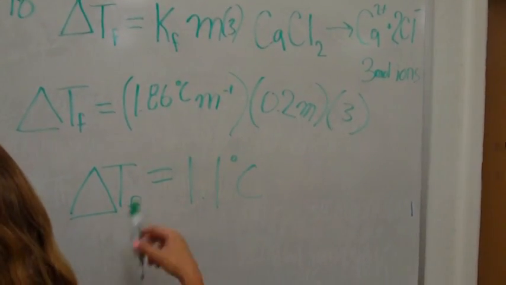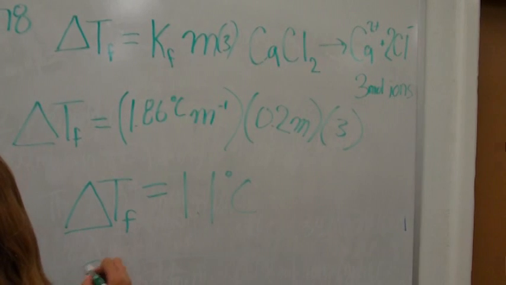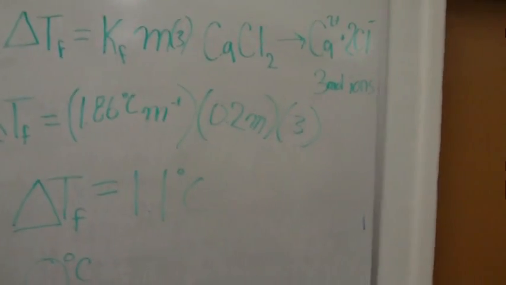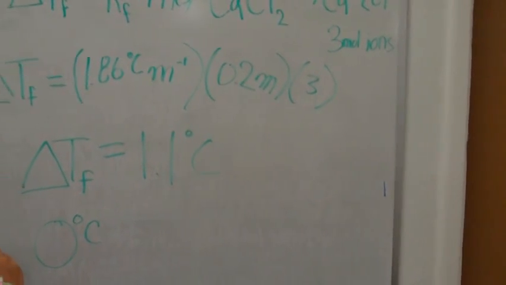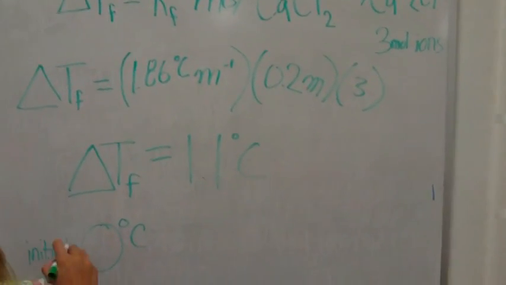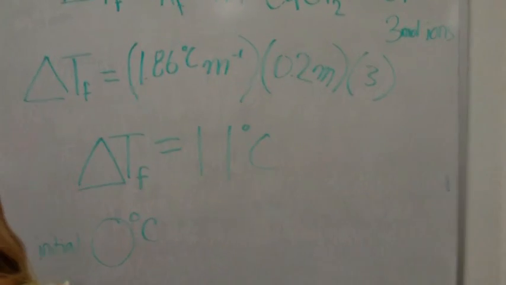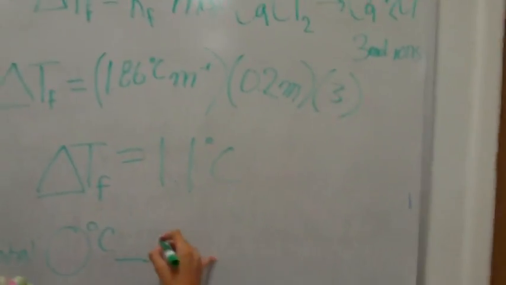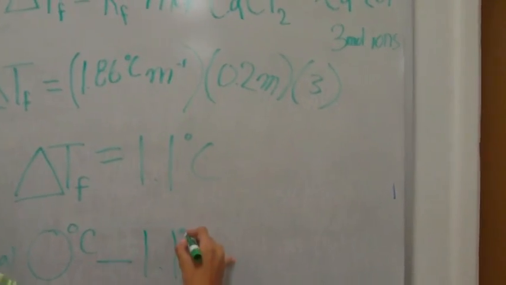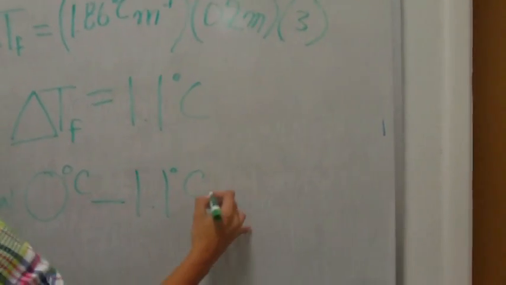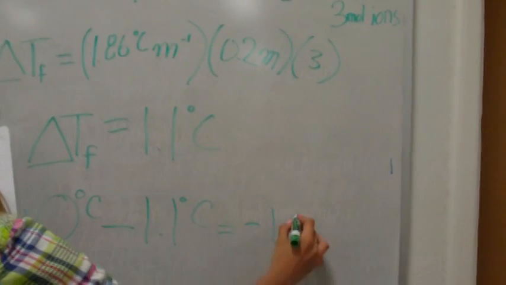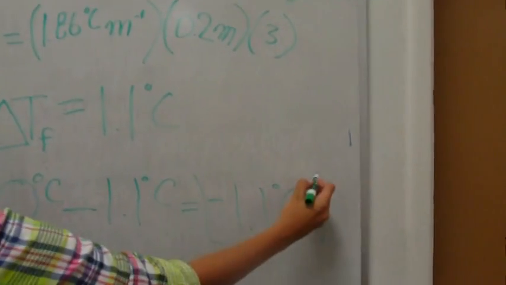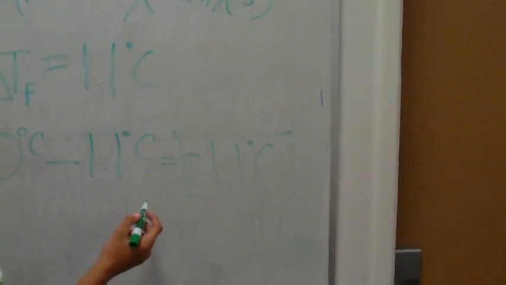So this is a water solution. We know that water freezes at 0 degrees Celsius. So that's our initial freezing point. We want to find the final. We know how much it depresses, so if we just subtract, then we end up with negative 1.1 degrees Celsius, which is the new freezing point for that solution. And that is the answer.